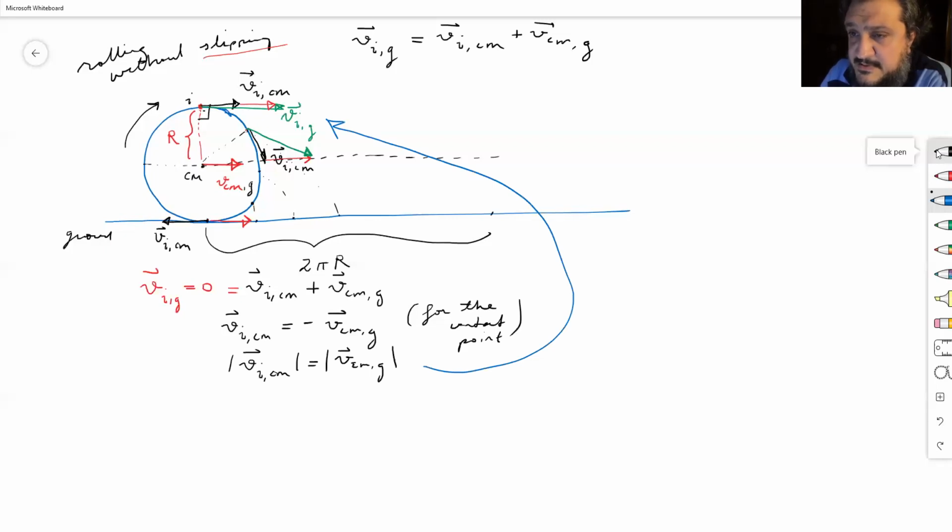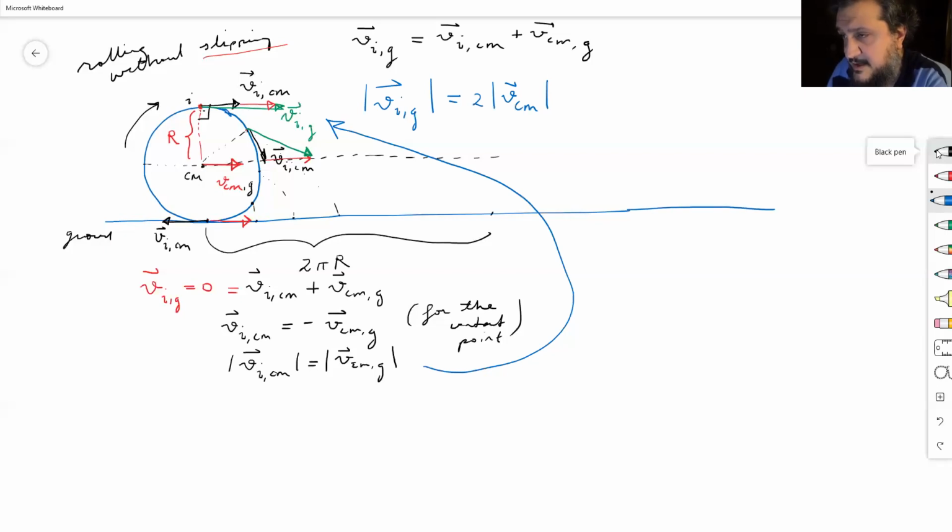So what happens? V_IG at the top. If you think in terms of magnitude, it's equal to V_IG plus V_ICM. They're in the same direction, but they have equal magnitude. So it is 2 times V_CM. Okay, so we got this very interesting result now.